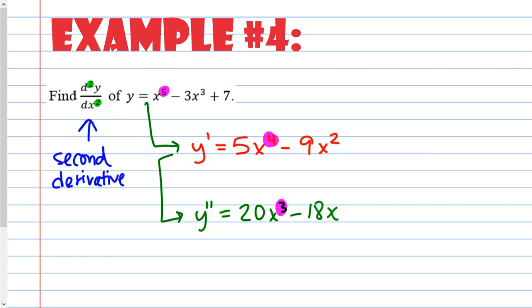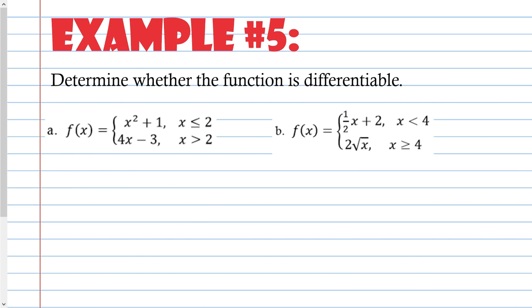All right. Example 5, determine whether the function is differentiable. Okay, so in order for a function to be differentiable, it has to be continuous before I can move on. So I'm going to check to see if these are differentiable, but they first have to be continuous. So I first have to just establish that the function is continuous. And then once I've established that, then I can go on and figure out if they are differentiable.